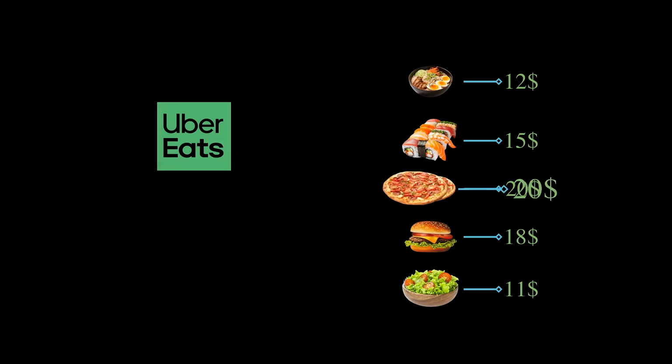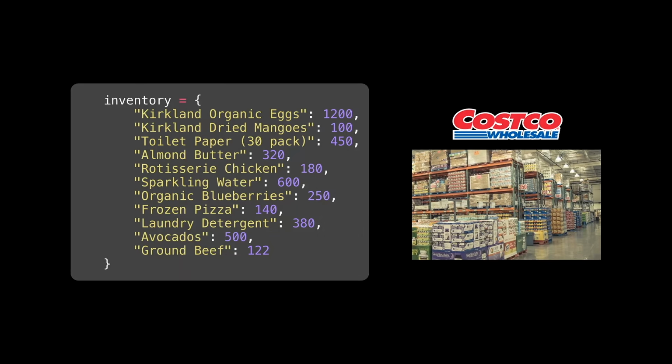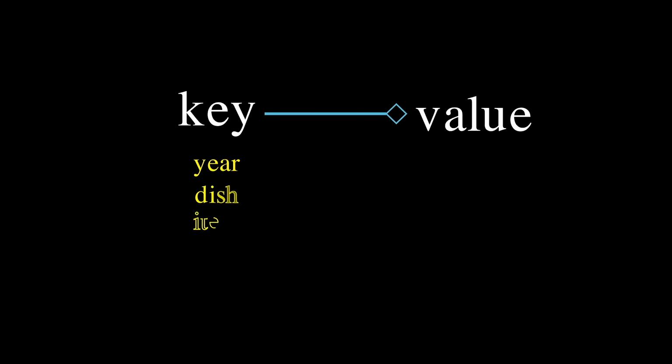If you're a software engineer at Uber Eats, you care about the name of a dish and its corresponding price. If someone orders a pizza, how much does it cost? If you manage inventory at Costco, you probably want a data structure that tracks the name of an item and the quantity left. How many dried mangos do we have? Should we restock? In all these cases, you're mapping one piece of information to another. You're saying, given this, tell me that.